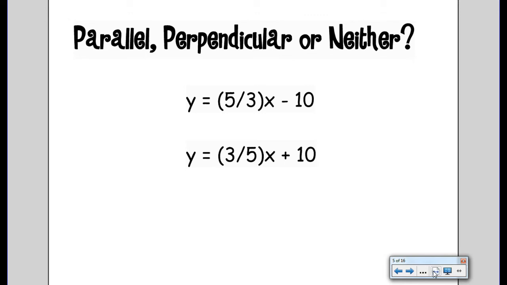So, parallel lines have the same slope. Perpendicular lines have opposite reciprocal slopes. So same slope, and then opposite reciprocal.